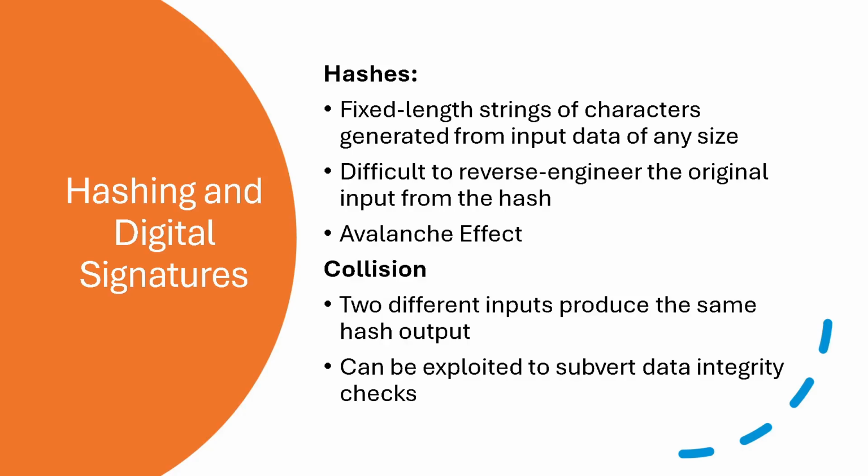Hashes and digital signatures. Hashes are fixed length strings of characters generated from input data of any size. It is difficult or nearly impossible to reverse engineer or to get the original input from the hash. Hashes have something called an avalanche effect, which means that a small change in the input data can lead to a huge effect in the hash. Collisions. A collision occurs when two different inputs produce the same hash output. This can be exploited to subvert data integrity checks.